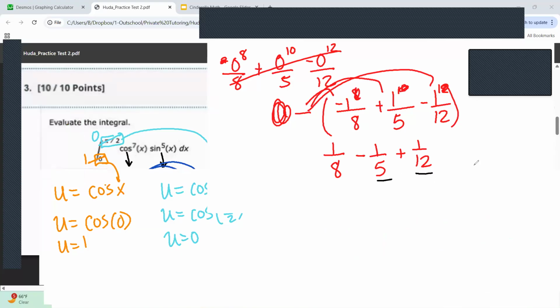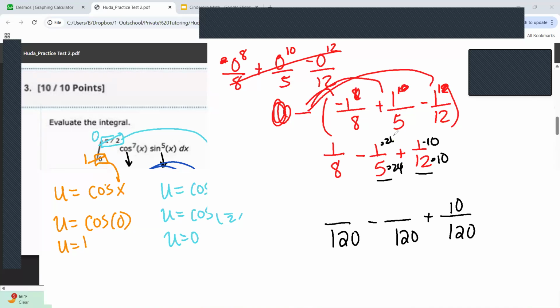5 and 12, the common denominator would be 60, but 8 doesn't go into 60. I think you got to go all the way to 120. So let's turn everything into 120 if you're doing this by hand. So this would go 10. This would go 24. And this would go 15.